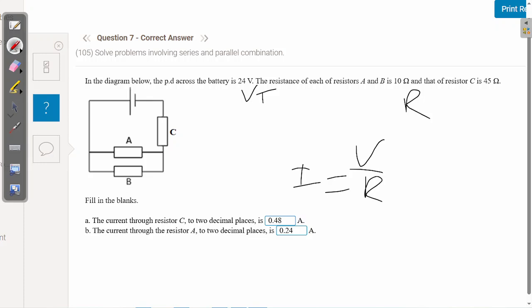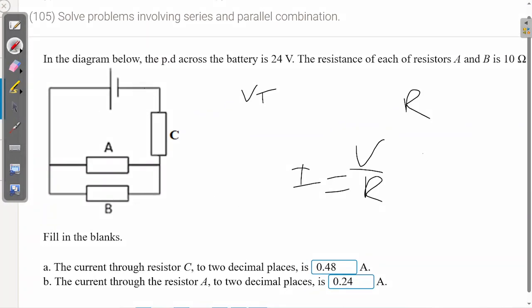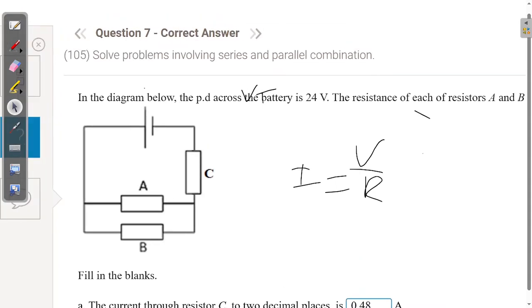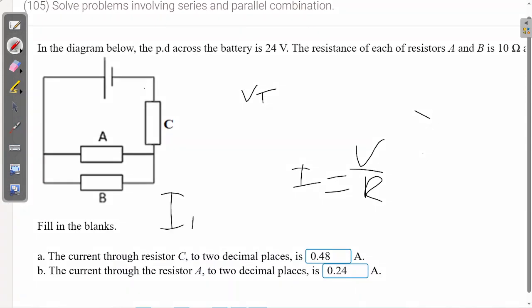Now, you might think you can do 24 over 45, but no, that's wrong. Because the voltage of C is not the full voltage, because it's in series with the resultant of A and B. So the voltage will actually be divided. So you can't find it. What you can find though is the total current, which is equal to the current in C because they're in series. So I total is equal to I of C.